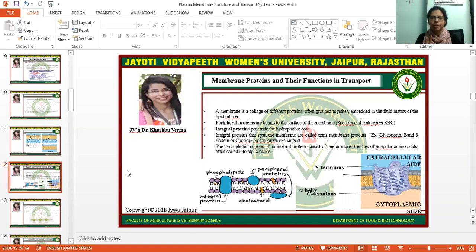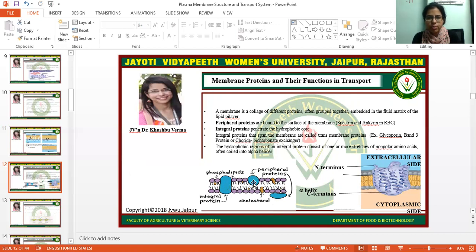On the other hand, the second type is the integral protein. They penetrate the hydrophobic core of the lipid bilayer, and they are also involved in the transportation process of the cell membrane. Integral proteins that span the membrane are called transmembrane proteins, for example glycophorin and band 3 protein, or the chloride bicarbonate exchanger. The hydrophobic regions of an integral protein consist of one or more stretches of non-polar amino acids, often coiled into an alpha helix.